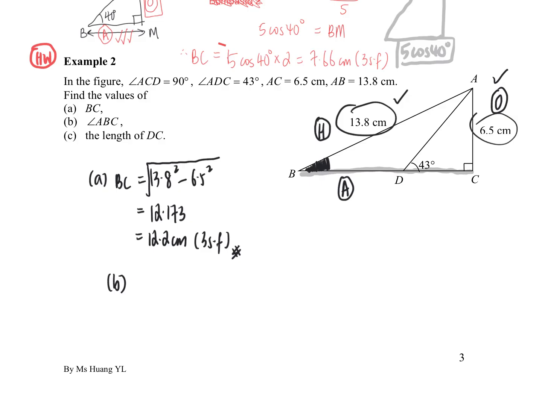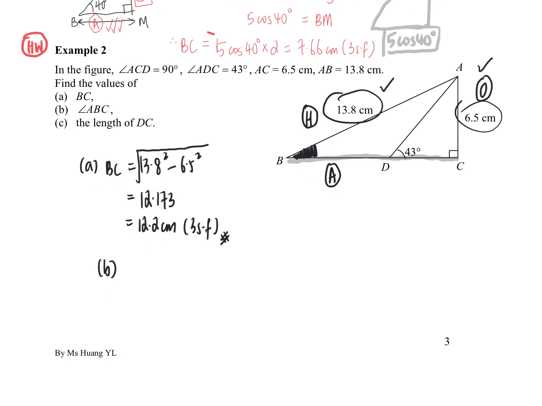So between O and H, what ratio should I use? SOH CAH TOA. O and H. All three can, but OH we use what? Sine. So sine of the angle ABC is O over H. So to find the angle ABC, bring the sine over to get sine inverse.